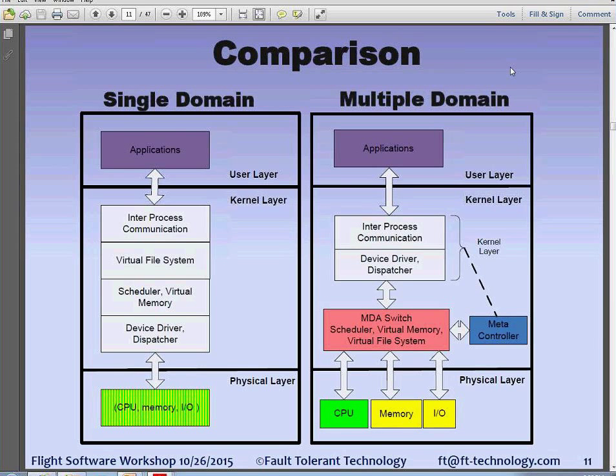But what does change is the kernel layer. And the kernel layer is basically the same thing, basically the pad. It's a separate piece of hardware. And so it does the same thing as the single domain system does. It just does it differently, in a different manner altogether, but it performs the same exact task.